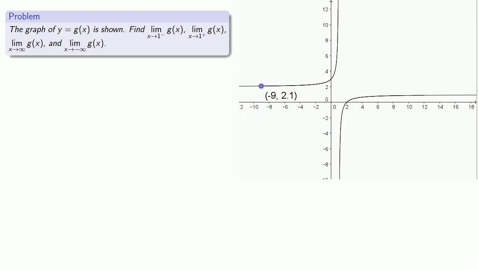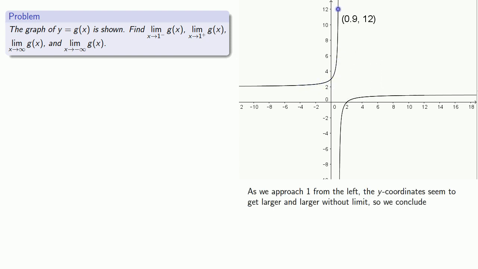Again, we have another graph, and we want to find a bunch of limits, and this time including limits as x goes to infinity. So the limit as x approaches 1 from below of g of x, well, that's going to correspond to the geometric picture of what happens to our y values as x gets close to 1 from the left. As we approach 1 from the left, our y-coordinates seem to get larger and larger without limit, and so we might conclude that our limit as x approaches 1 from below of g of x is positive infinity.